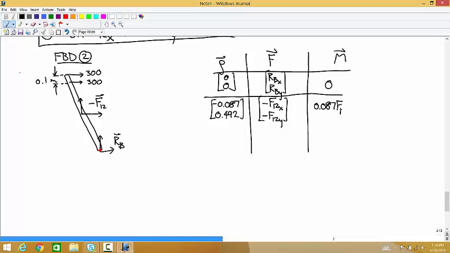0.087 F12y plus 0.492 F12x. Then I'll first do the one at the top.